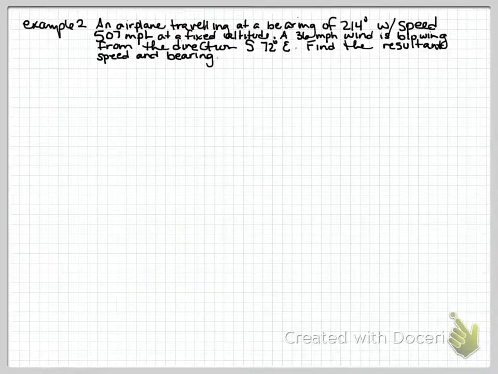Okay, so let's look at the second example. An airplane is traveling at a bearing of 214 degrees with speed of 507 miles per hour at a fixed altitude. A 36-mile-an-hour wind is blowing from the direction of south 72 degrees east. Find the resultant speed and bearing. Alright, so let's start with our plane. We're going to draw our picture.